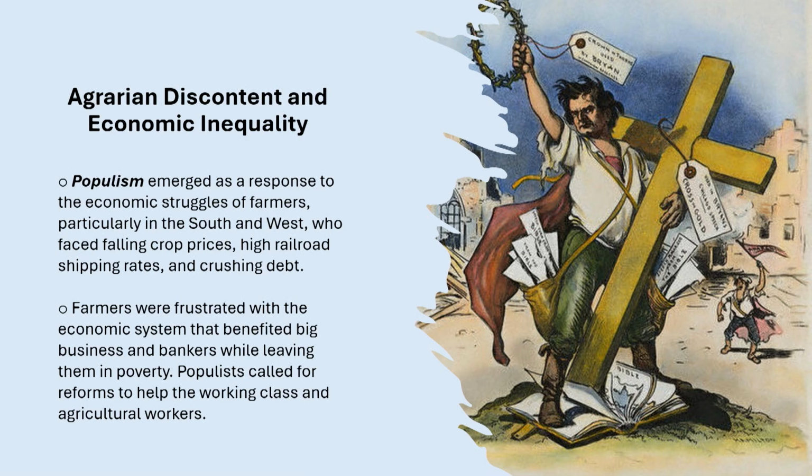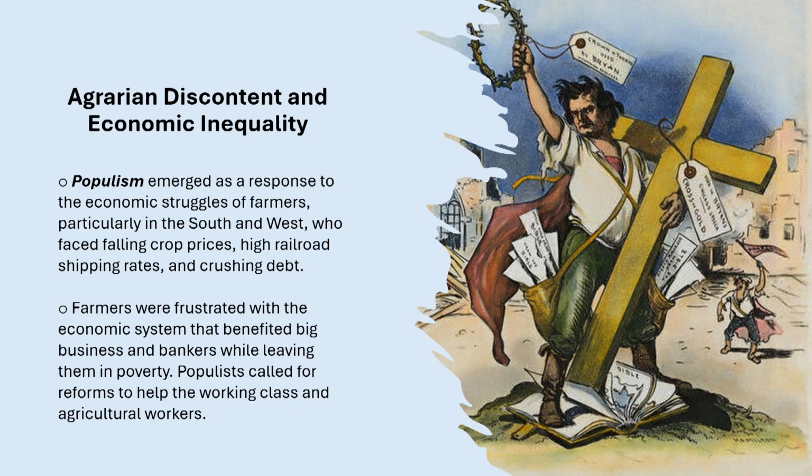Populism emerged as a response to the economic struggles of farmers, particularly in the South and the West, who faced failing crop prices, high railroad shipping rates, and crushing debt. Farmers were frustrated with the economic system that benefited big business and bankers while leaving them in poverty. Populists called for reforms to help the working class and agriculture workers.